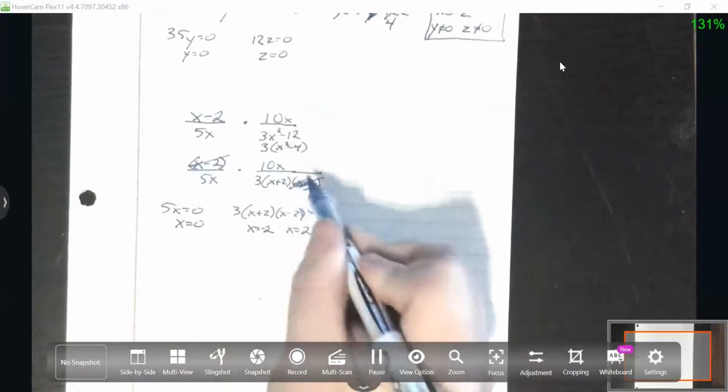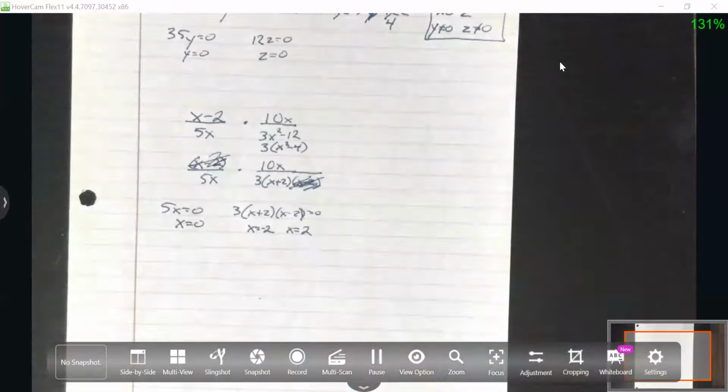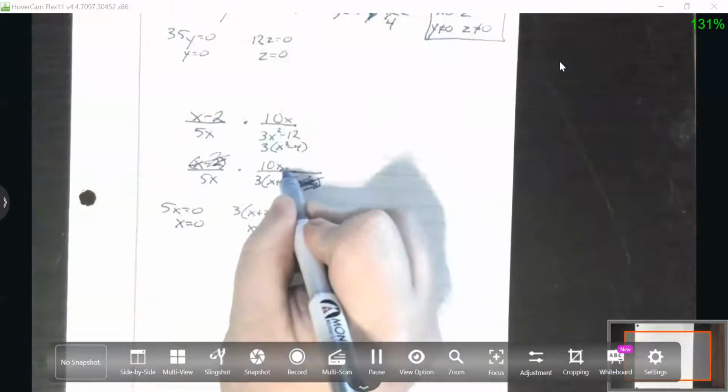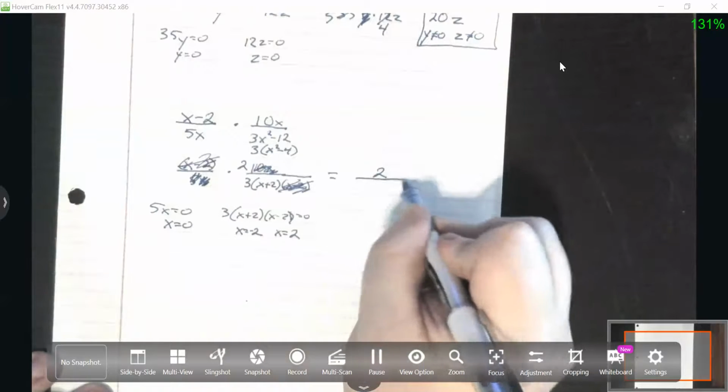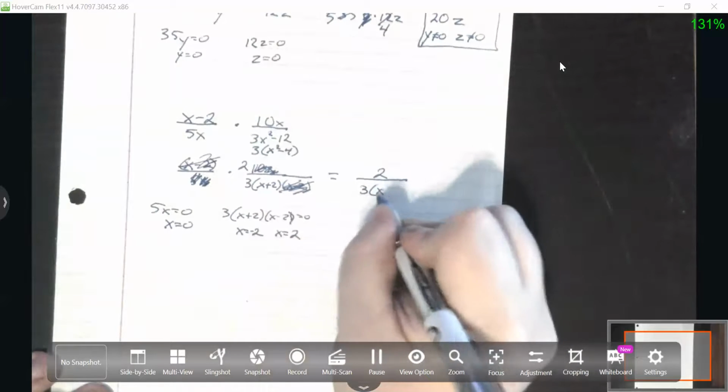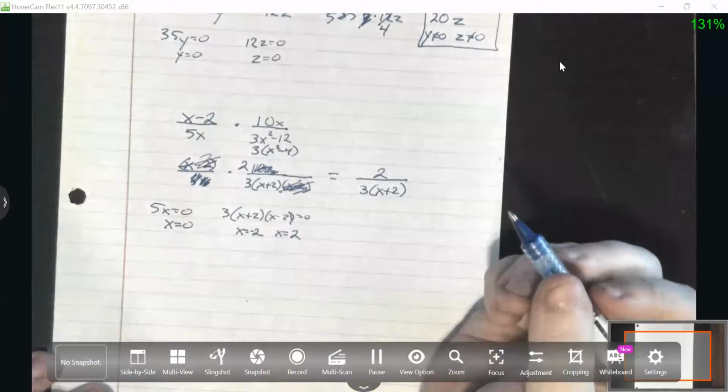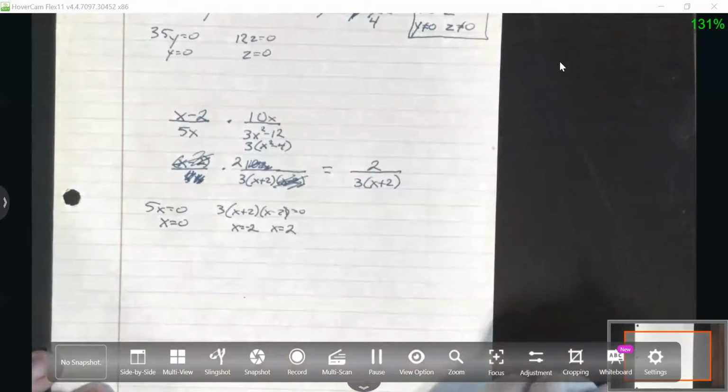Now that we've gone ahead and identified the restrictions on our domains or restrictions on our variables, we can go ahead and actually start canceling. So I've got an x minus 2 on top and an x minus 2 on the bottom. They cancel out nicely. I've got an x on top. It cancels out with an x on the bottom. 5 there can cancel out with a 10, leaving a 2 behind. And it looks like all I end up having left is a 2 on top and 3 times x plus 2 on the bottom. So that's my simplified answer.